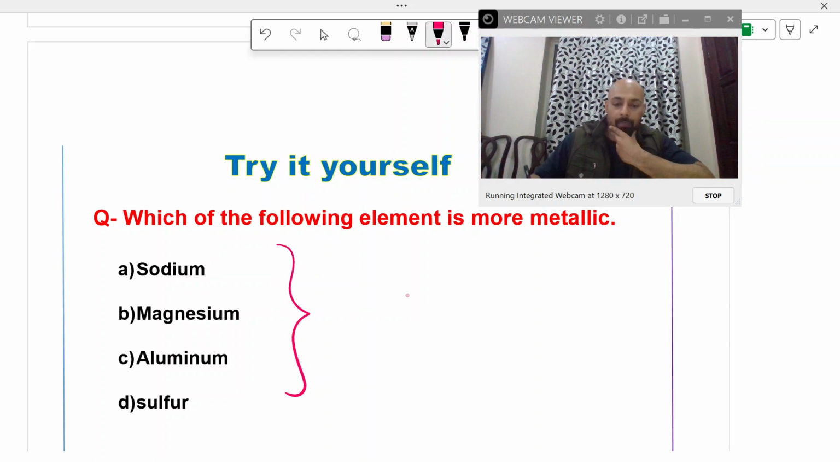Make sure the periodic table is in front of you before you attempt it. So let's do it quickly. We have sodium, magnesium, aluminum, and sulfur. It is pretty obvious sulfur is a non-metal, so we are going to exclude sulfur. Now there's a comparison between these three.